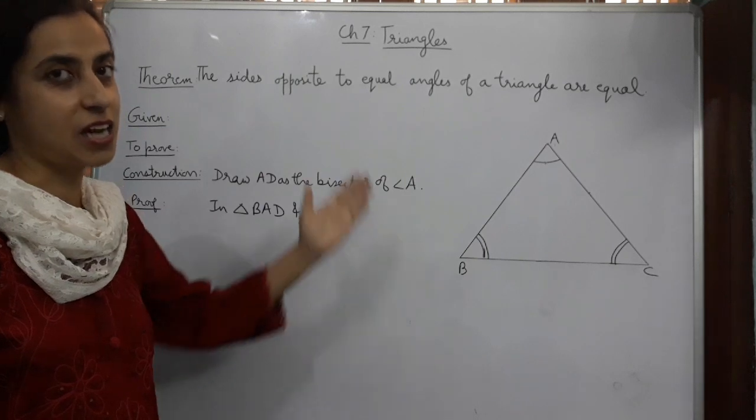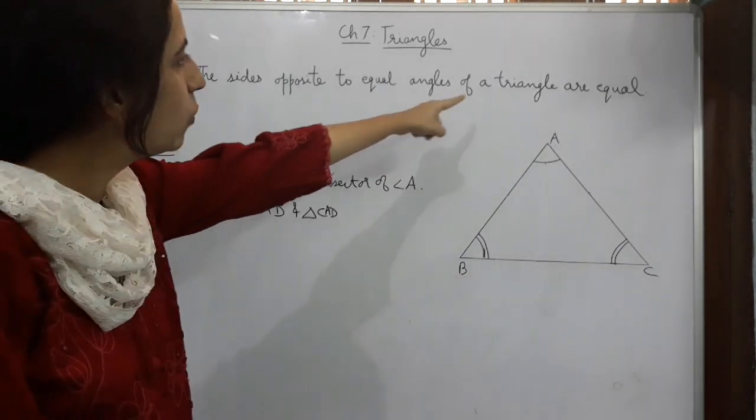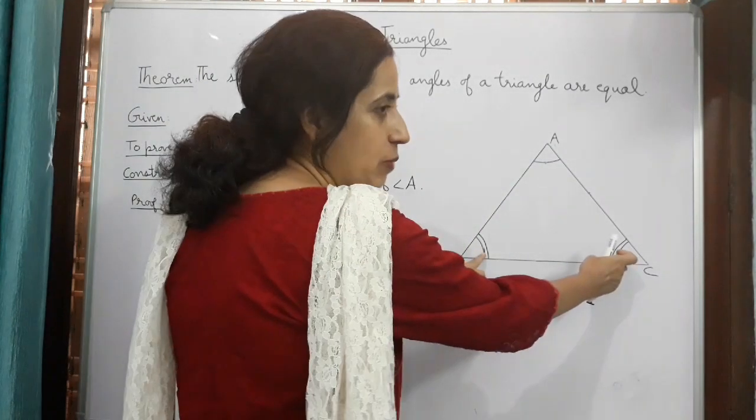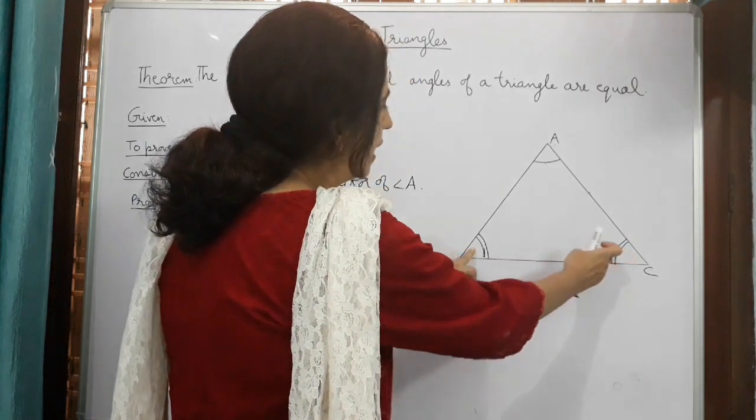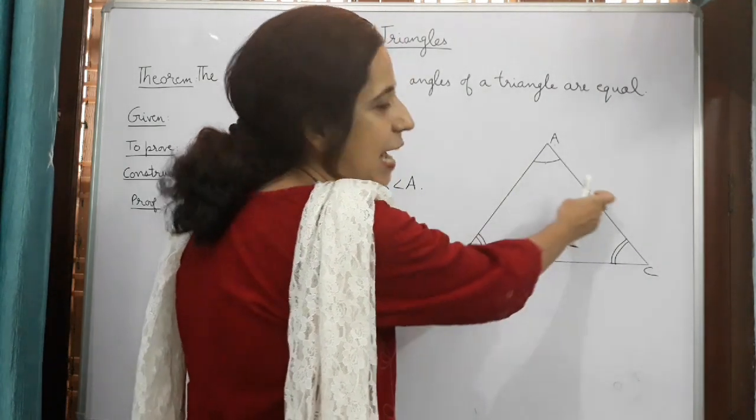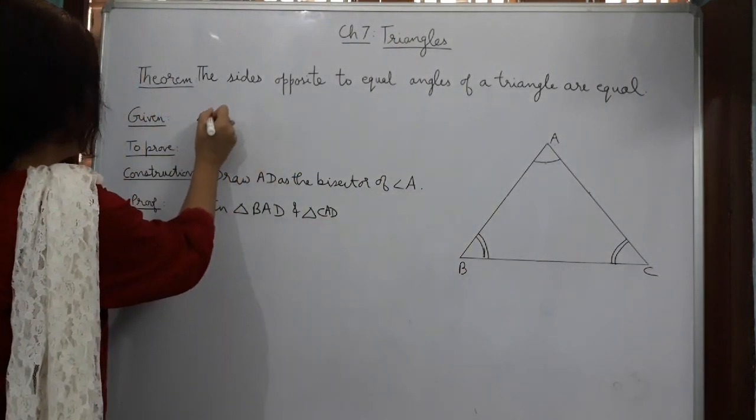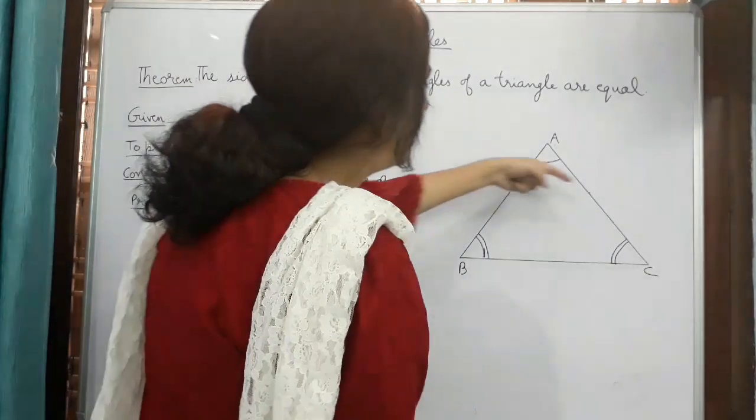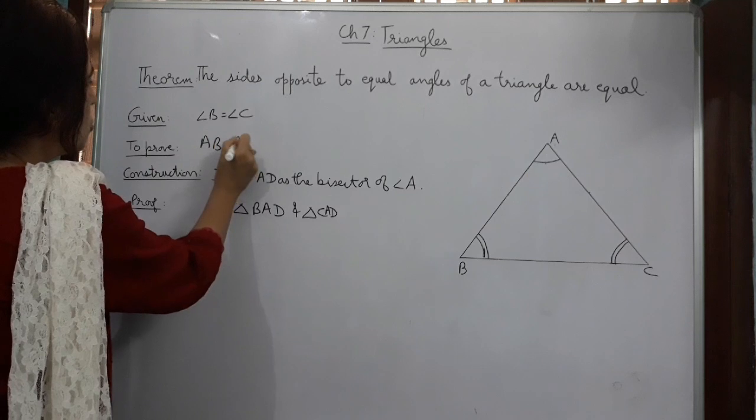Now let us do the converse of the theorem. It states that the sides opposite to equal angles of a triangle are equal. Now over here the angles are given to be equal. It is given to us that angle B is equal to angle C, and we have to prove that the sides which are opposite to these angles are equal. That is, we have to prove that AB is equal to AC. So let us write down given. Over here it is given to us that angle B is equal to angle C, and we have to prove that AB is equal to AC.